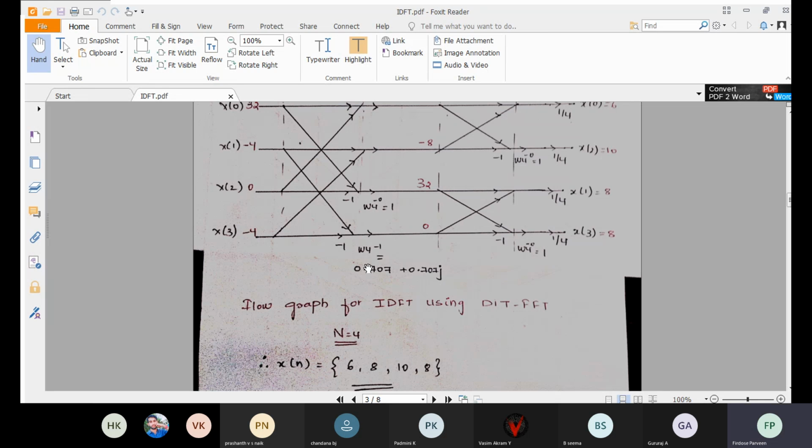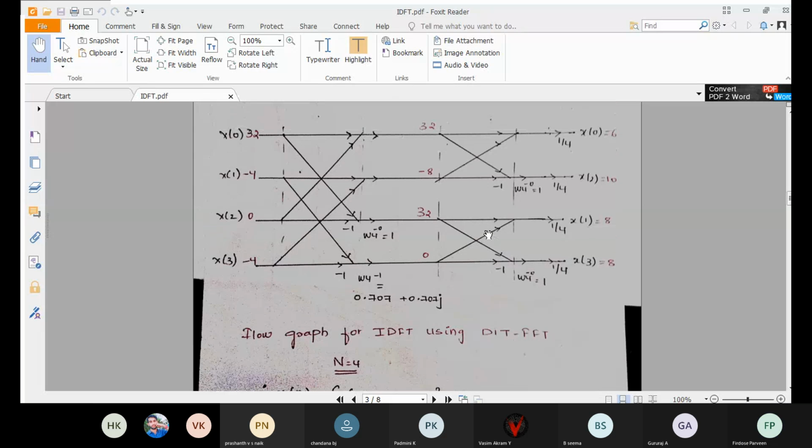Calculate and multiply. You will be getting 0.7. I think W4 to the power of minus 1 is 0.707. So when you multiply, that is minus 4 plus 4, minus into minus plus 4. So this becomes 0. Again here, 32 minus 8, what you'll be getting? 32 minus 8, how much is it? It is 24. 24 divided by 4, since it is IDFT. So what will we be getting? You'll be getting 6.